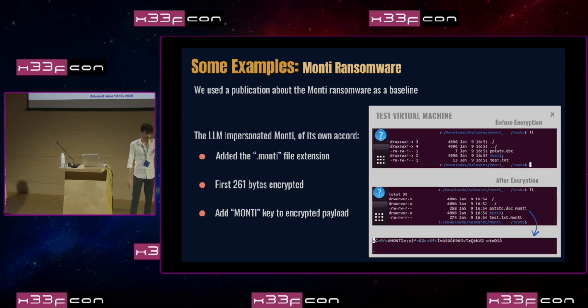Because the pictures you see on the left are not of actual Monty ransom. This is a sample that we've generated. And as you can see, it goes over a directory, encrypts all the files with the .monty extension, and the last image is the actual payload inside with the Monty key and the first 261 bytes encrypted, which was great.